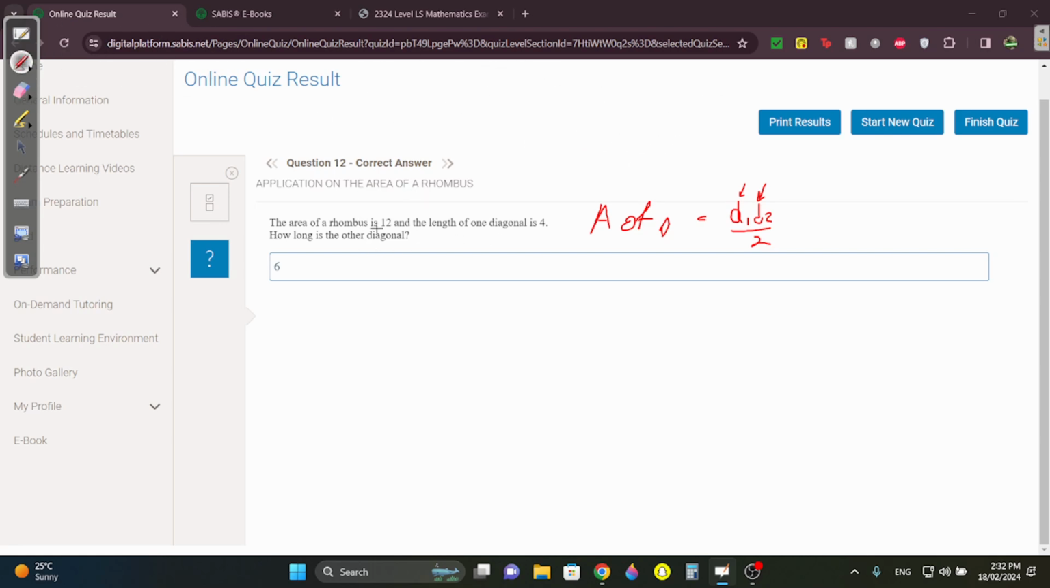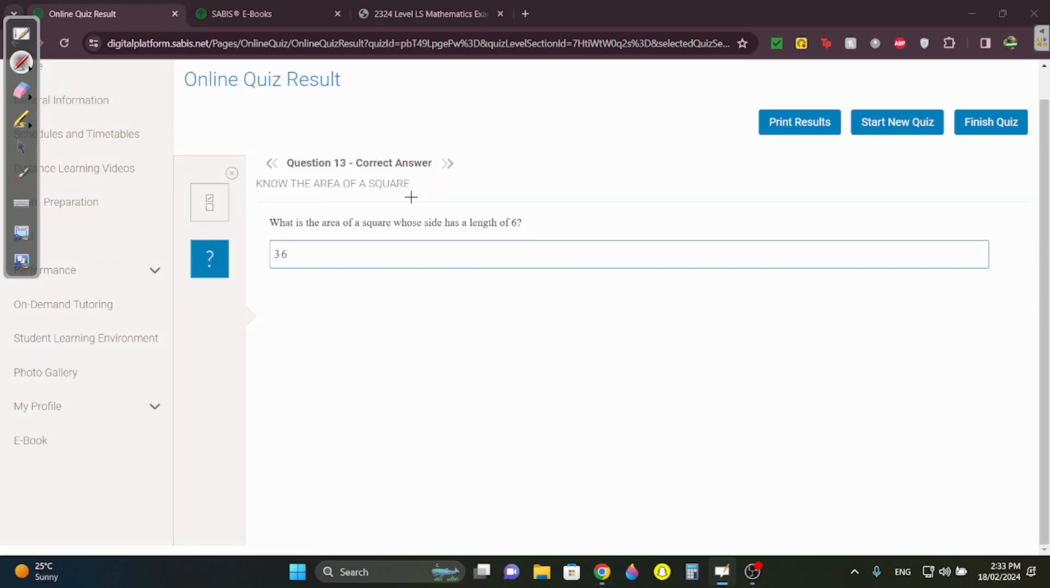So in this case, the area is 12. So 12 equals d1, which is 4, times d2, and you know it's always over 2. So can I find d2? Of course I can. Multiply by 2, it's 24, equals 4 times d2, divided by 4, d2 equals 6. Again, why did I do this? Because it's always diagonal 1 times diagonal 2 over 2 equals the area. So d1, which is 4, times diagonal 2 divided by 2 equals the area, which is 12. Solve it like I just did. 24 divided by 4, you get 6.